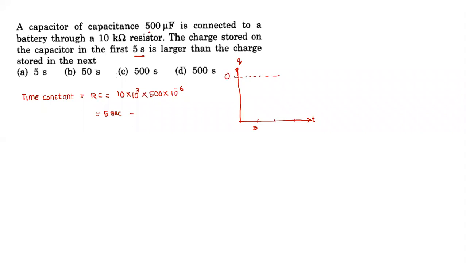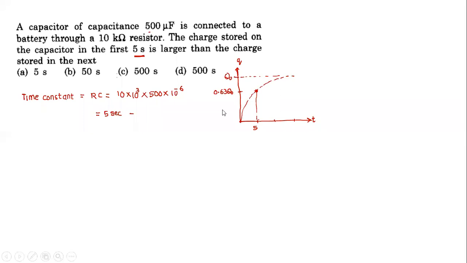Q naught, it has acquired 0.63 Q naught in time 5 seconds. This is one point on the charging graph. So I have marked one point corresponding to 0.63 times Q naught and time constant tau. The shape of the graph will be something like this.